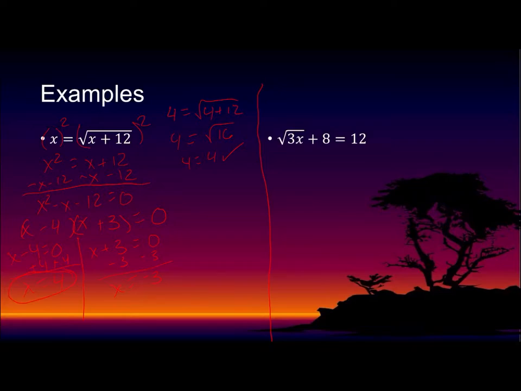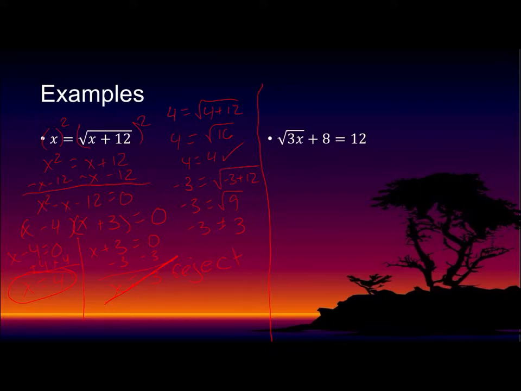And then when we try negative 3, so negative 3 is equal to the square root of negative 3 plus 12. And negative 3 is equal to the square root of 9. But the square root of 9 is equal to positive 3. Negative 3 is not equal to positive 3. So therefore, we're going to cross this one out and we reject it as an extraneous solution.